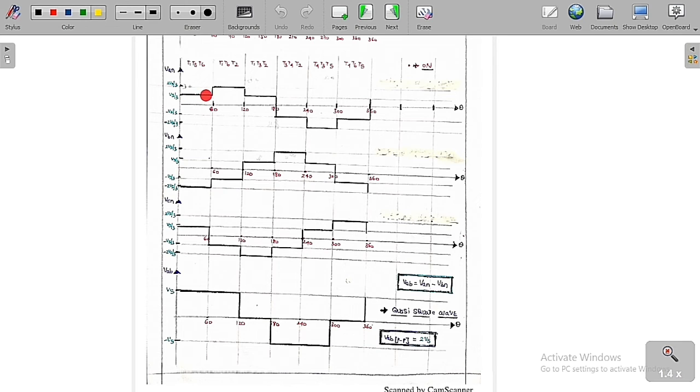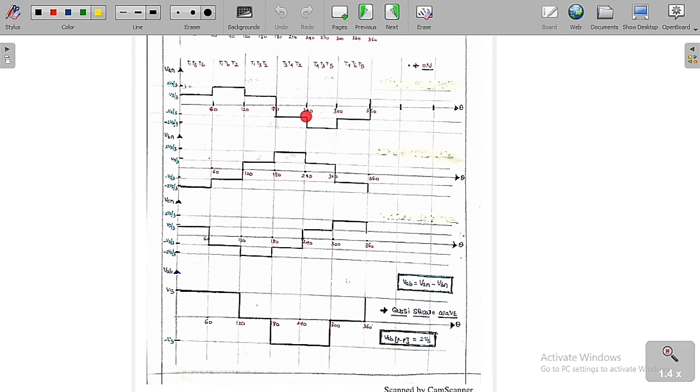So this is Vs by 3, 2Vs by 3, again Vs by 3, then minus Vs by 3, minus 2Vs by 3, again minus Vs by 3, and it repeats. So listen carefully: plus Vs by 3, 2Vs by 3, then minus Vs by 3, minus 2Vs by 3, again minus Vs by 3. So again it is repeating.